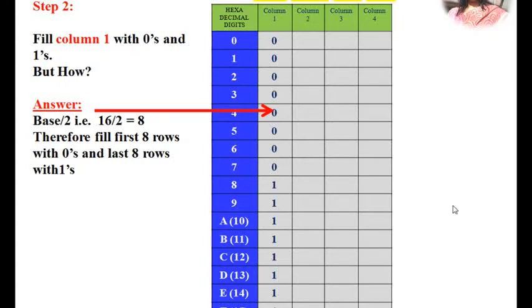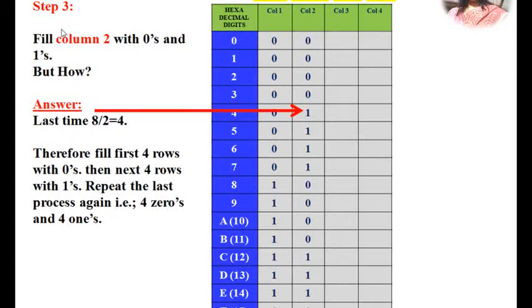Now it's time to fill column 2. Last time 16 divided by 2 was equal to 8. Now I have to play with 8. 8 divided by 2 will be 4. So the second column will be filled with 4 zeros, then 4 ones, again 4 zeros and then 4 ones.